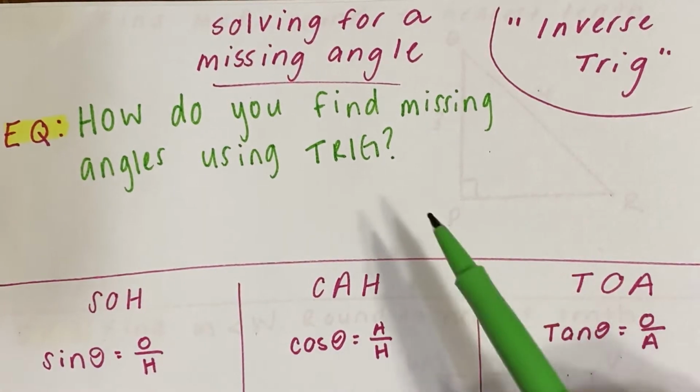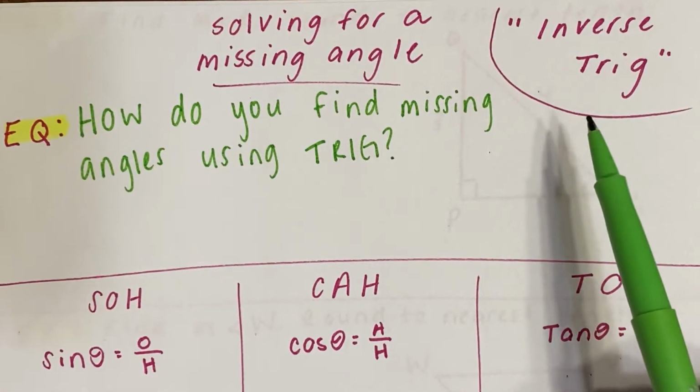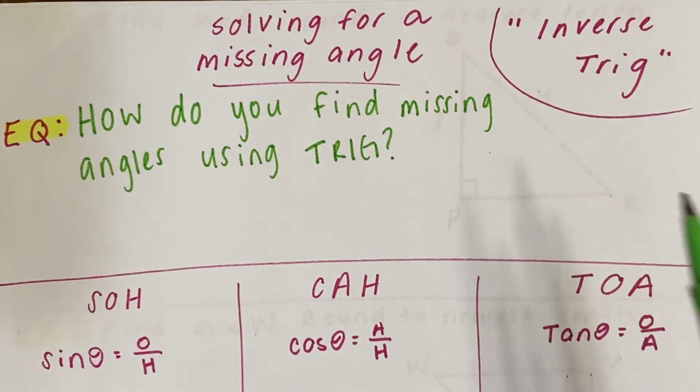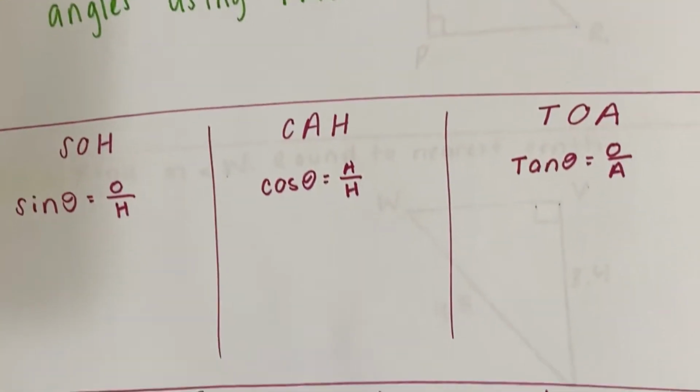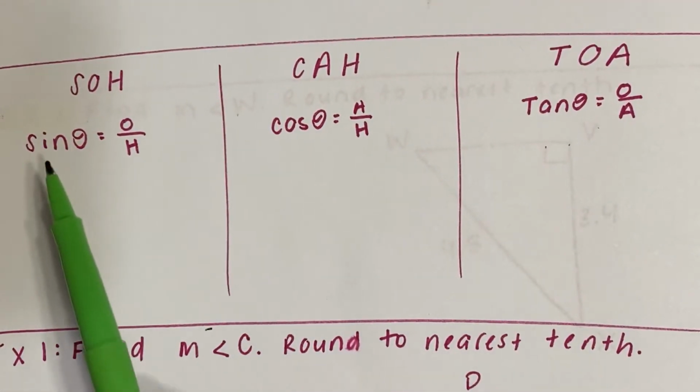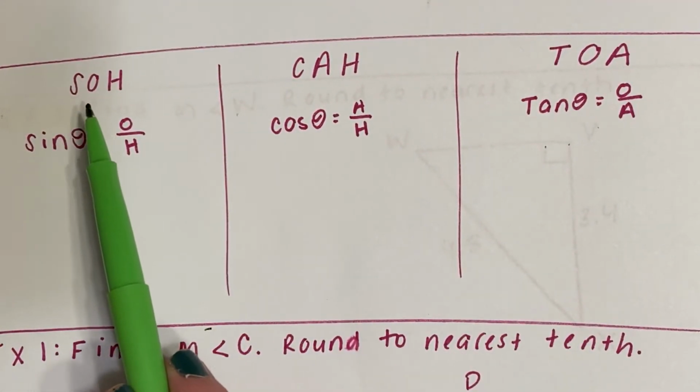So for what we are doing today, this is referred to as inverse trig because we are swapping what we're solving for. We're taking the input and making it the output, or vice versa.